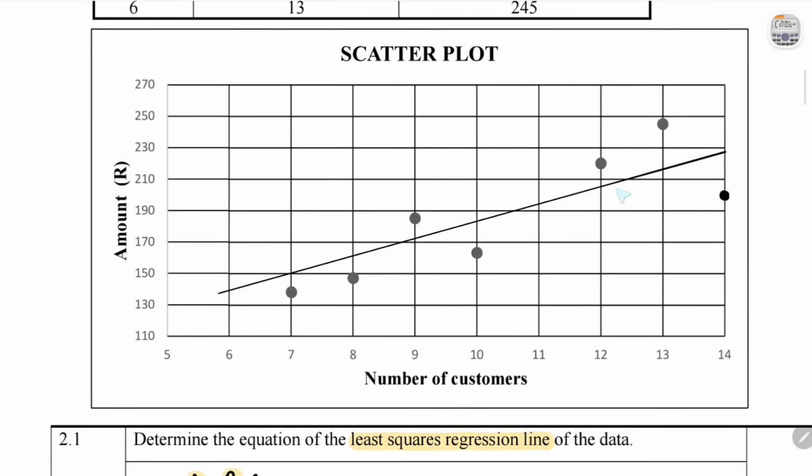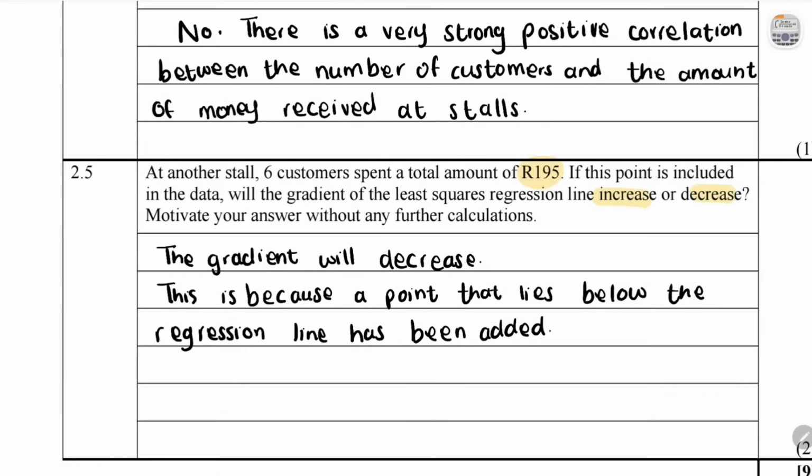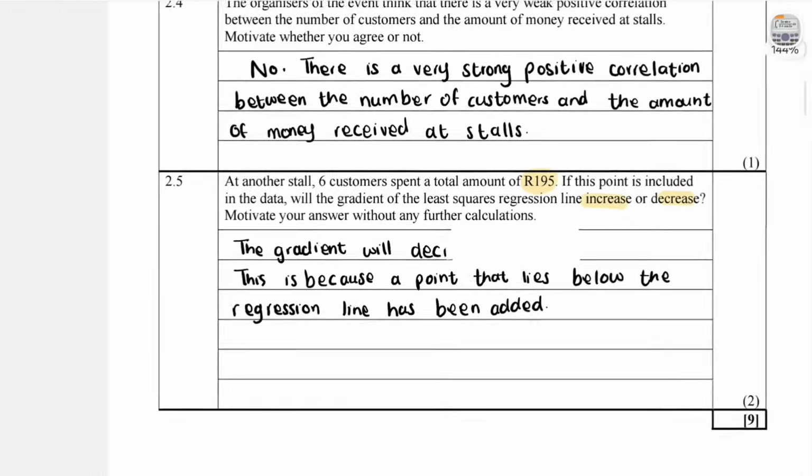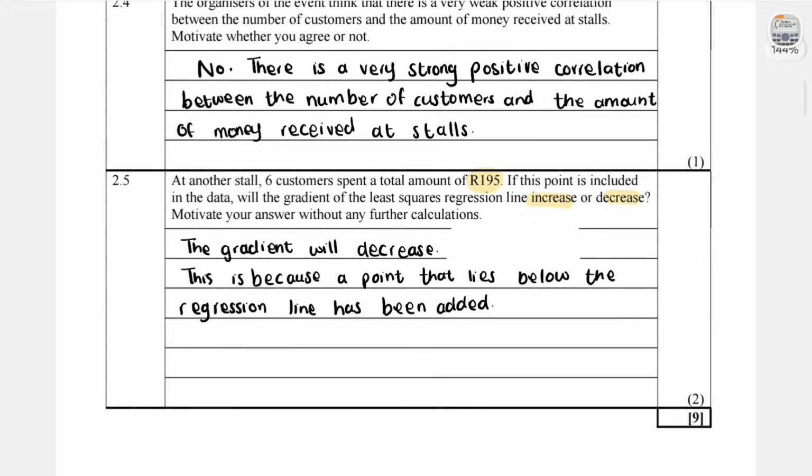Okay, so we'll tell them that it's going to cause the gradient of that line to decrease because we are adding a point that is below that regression line. Okay, so that is our answer. The gradient will decrease, and this is because a point that lies below the regression line has been added. Okay, and that is it for question 2.